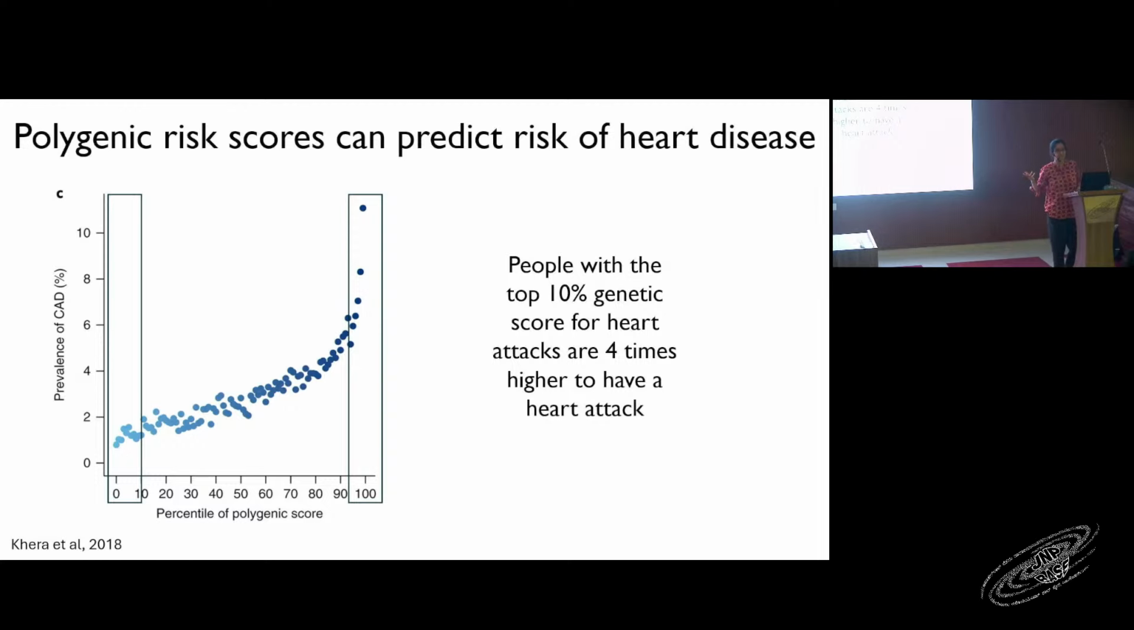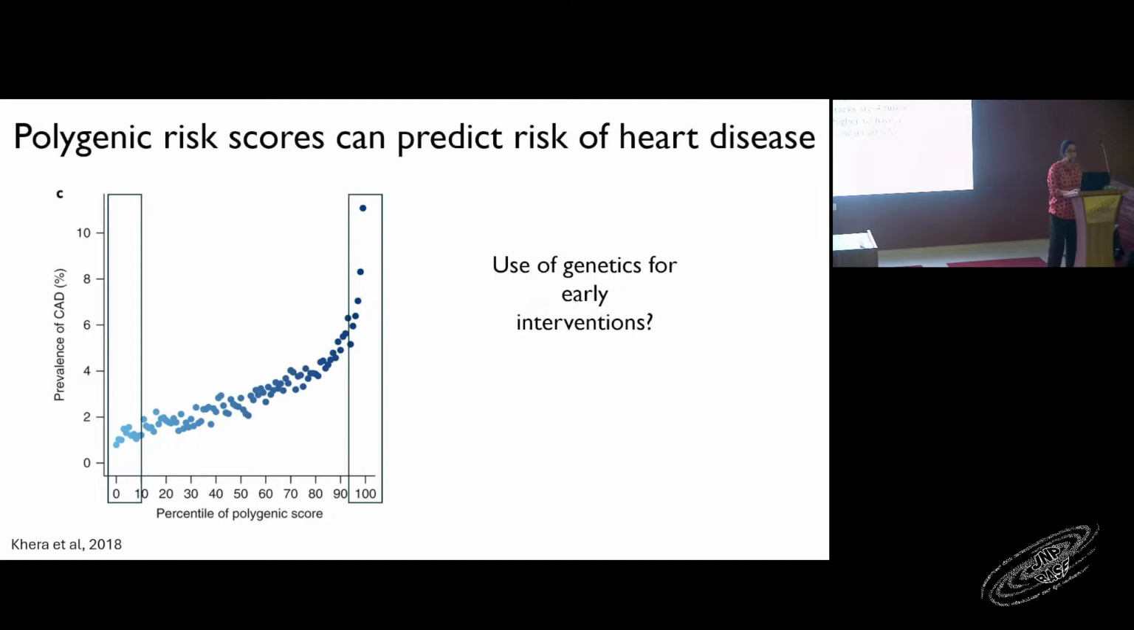So this is an area that people are excited about because this could lead to early intervention, right? If, for example, you knew that you had a high genetic risk score for heart disease, does that mean you would eat healthier? Does that mean you would maybe exercise a little bit more? Does that mean that you would be put on statins, which are a drug that people with high cholesterol take? So these are the things people are thinking about.